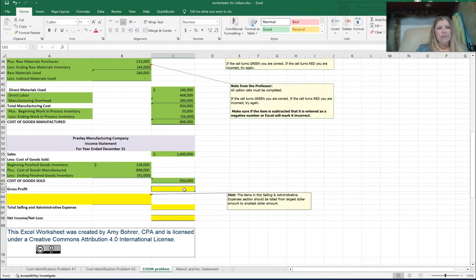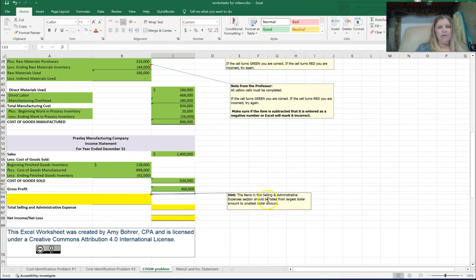Then the next step in the income statement process is to subtract your cost of goods sold from your sales. So I'm just going to do a formula here. 1.4 million minus the 934,000. So that's the cost of the goods that we sold. So we should get gross profit of 466,000.